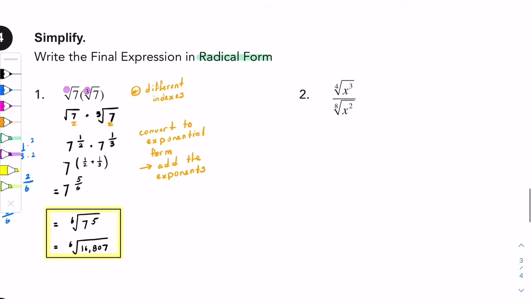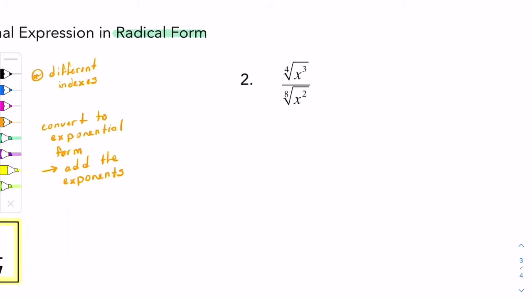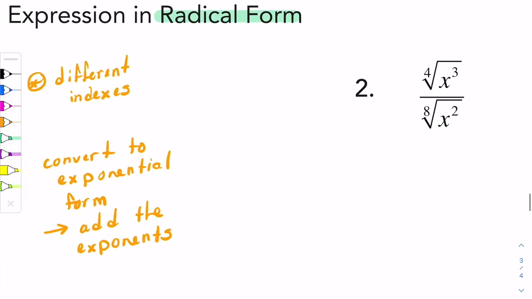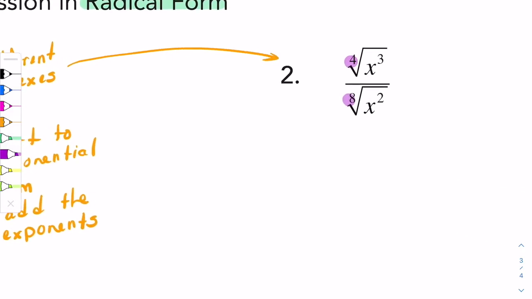And for number 2, here's another issue that we have, so very similar to number 1. I'm actually just going to take this note and draw an arrow because, once again, we have 2 different indexes, therefore not very helpful. Can't simplify doing anything besides converting to exponential form. My numerator becomes x to the power of 3 over 4 divided by my denominator, which is x to the power of 2 over 8.